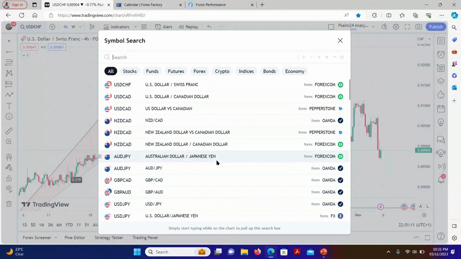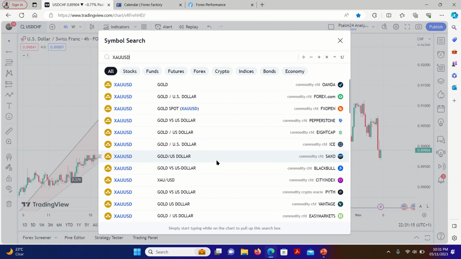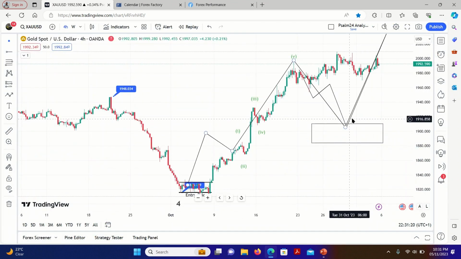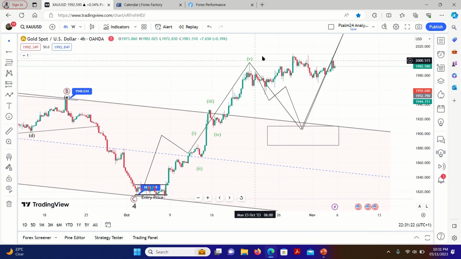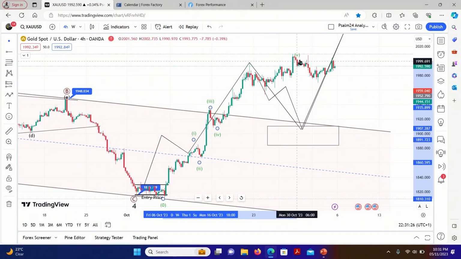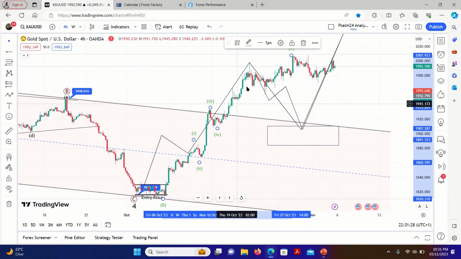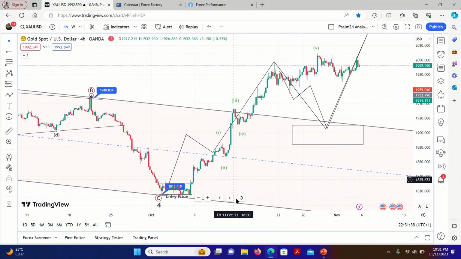All right, I think that is all for gold. We are still expecting that move to the downside on gold. We didn't get enough of it. It was just a minor move, and this is looking like an extension of wave 5. So maybe this week we may have that pullback. So this is basically all for now.